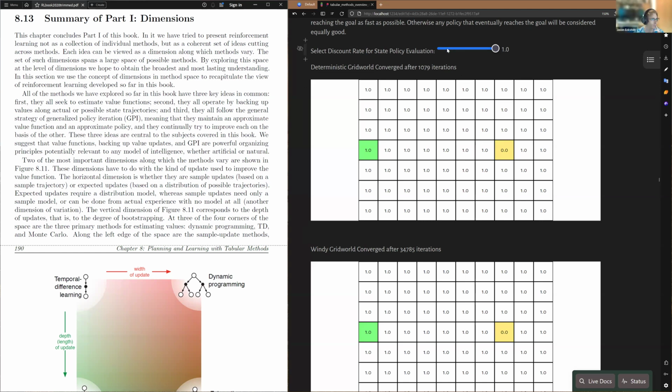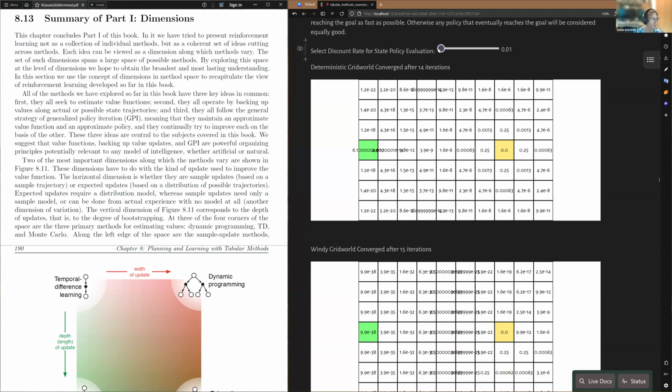Actually, can I set this as 0? No, I made this so I can't set it as 0. Setting it as 0 is very strange, because if you set gamma to 0, then you are saying that the future doesn't exist in the problem.